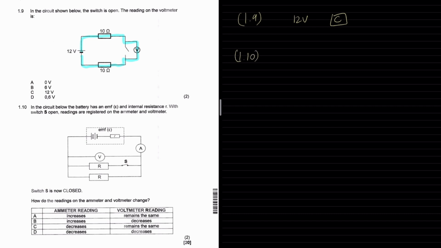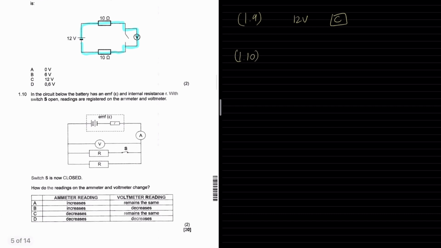Question 1.10. In the circuit below, the battery has an EMF and internal resistance r. With the switch open, readings are registered. Now the switch is closed. How do the readings on the ammeter and voltmeter change? So we go to our formula. EMF is equal to I into capital R plus small r.